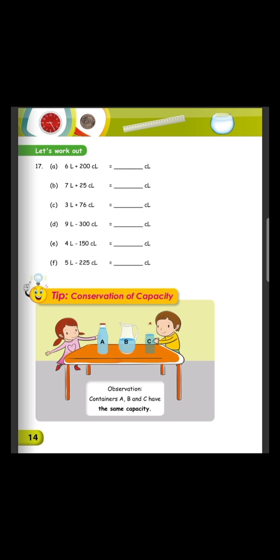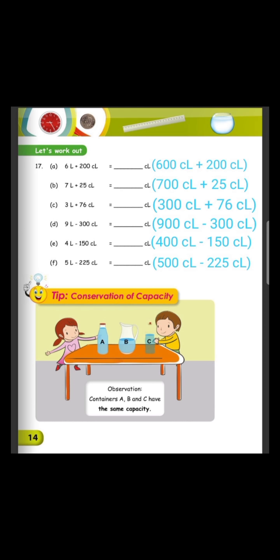And for part E, 4 liters minus 150 centiliters. 4 liters is equal to how many centiliters? Yes, 400 centiliters. So 400 minus 150 centiliters. And lastly, for part F, we have 5 liters minus 225 centiliters. 5 liters is equal to how many centiliters? 500 centiliters. You have to do 500 centiliters minus 225 centiliters.